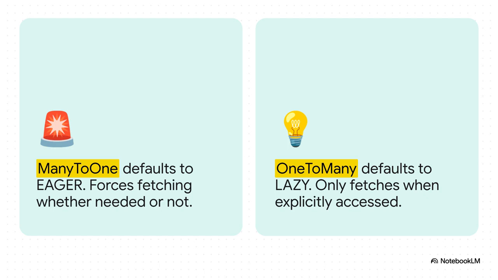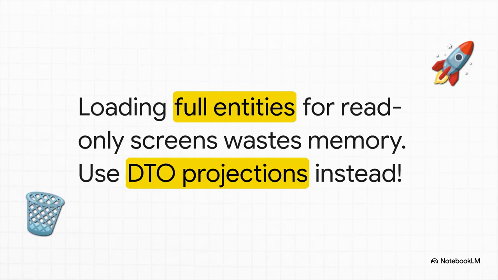But today, this default is a terrible trap. It causes you to fetch relationships automatically whether your business logic actually needs them or not. You really should explicitly set all your associations to lazy. And this brilliantly illustrates why loading full entities for read-only screens is a massive waste of memory. Think about it. If you're just showing a simple visual list of customers on a web page, you do not need to fetch fully managed entities.